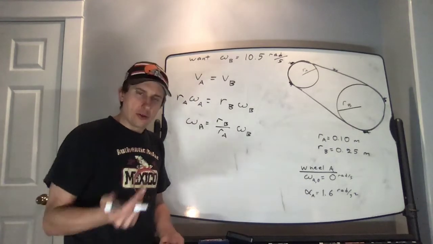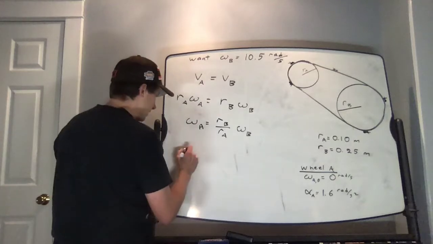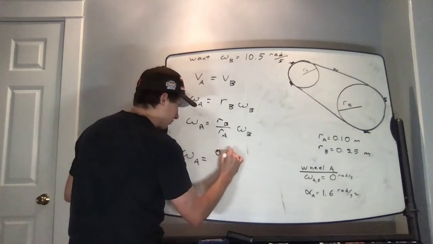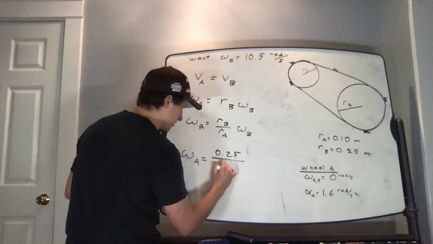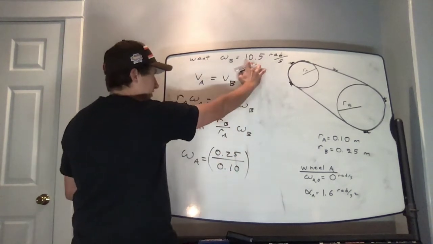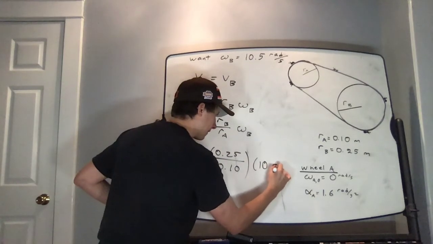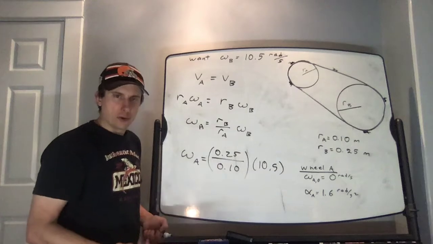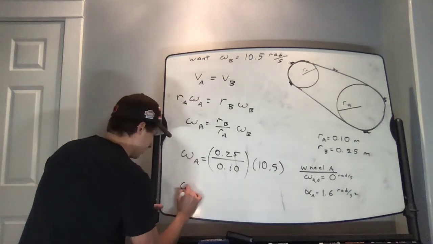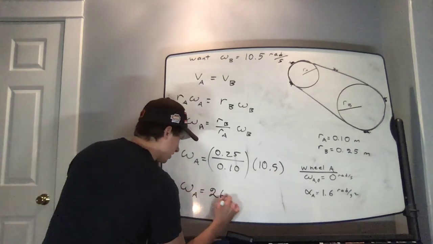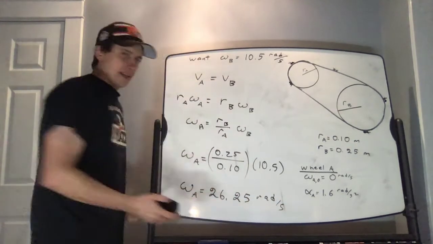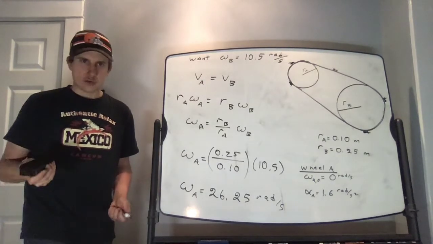So the final angular velocity of wheel A that we want to find is omega_A equal to the radius of wheel B, which is 0.25 meter, over the radius of wheel A, which is 0.10 meter, times the final angular velocity of wheel B that we want, which is 10.5. So I want the final angular velocity of wheel A to be 26.25 radians per second. Omega_A equals 26.25 radians per second. Now this question has become fairly straightforward.